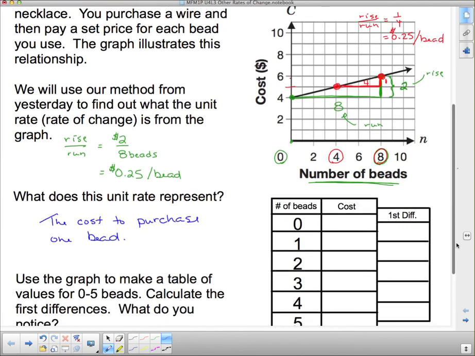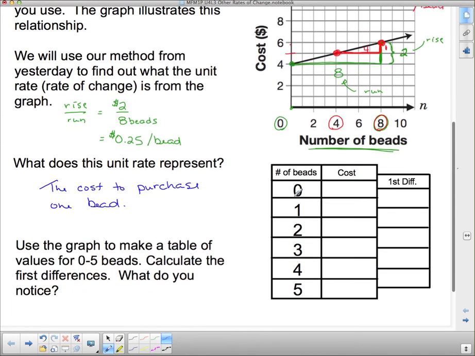Okay, let's have a look here. Number of beads, zero beads. Let's take a look. We're going to make this table. If I have zero beads, it still costs me $4 according to this table. Zero beads, if I look up here, the cost is $4 for zero beads. That's kind of weird. We don't buy any beads, but it still costs us $4. We're going to have to think about that in a minute.